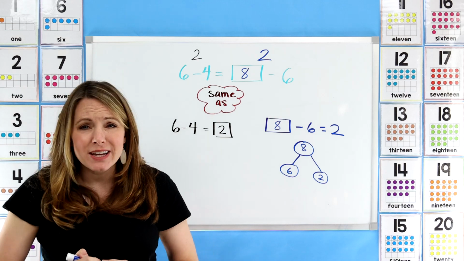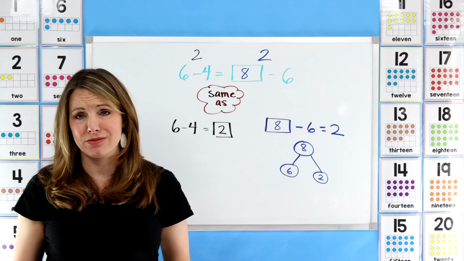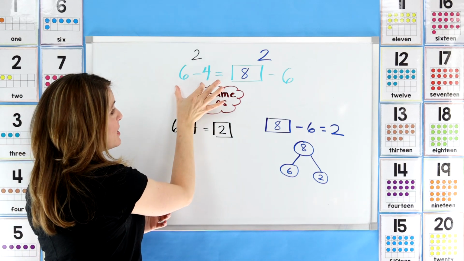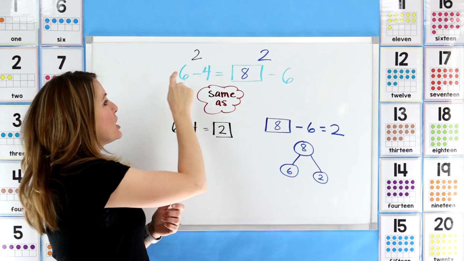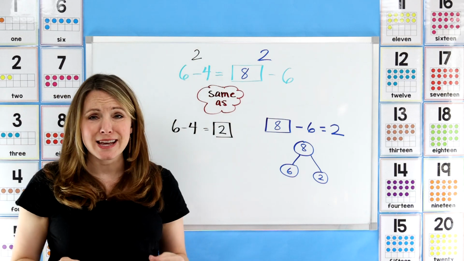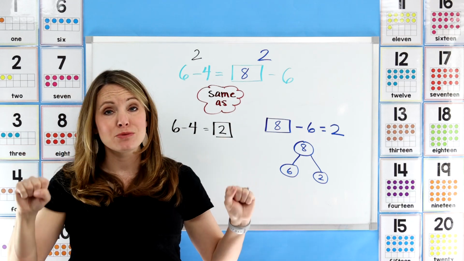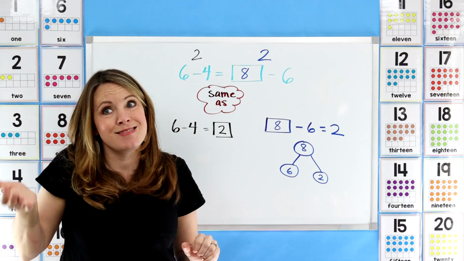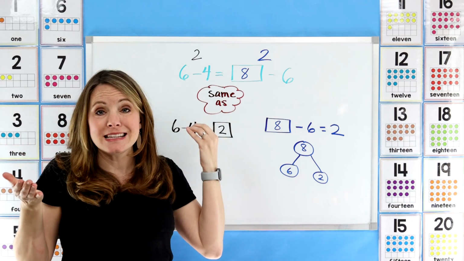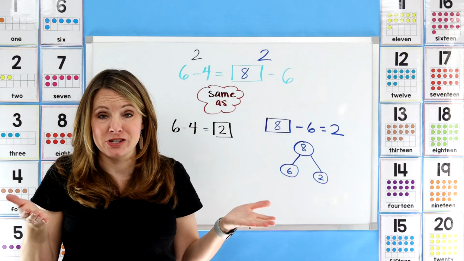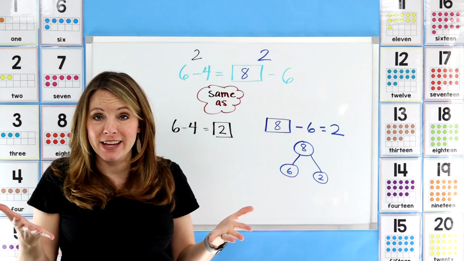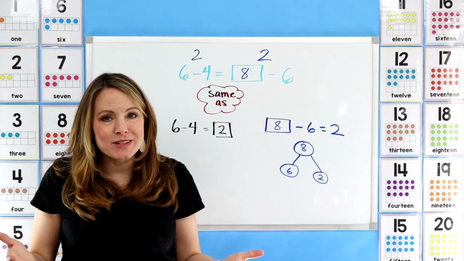Now, what's tricky about this is we're talking about a lot of things. We're talking about a number sentence and an equation. We're talking about an answer, and we're saying that instead of having answer is equal to answer, we're saying this number sentence or equation is the same as this number sentence and equation. And that is tricky, but totally doable.